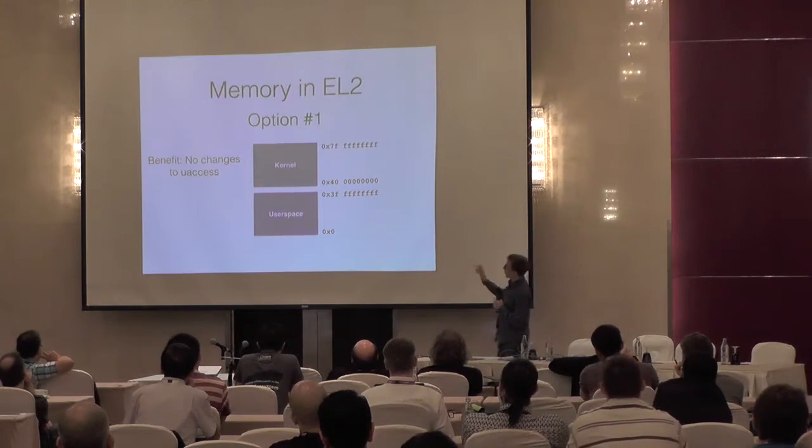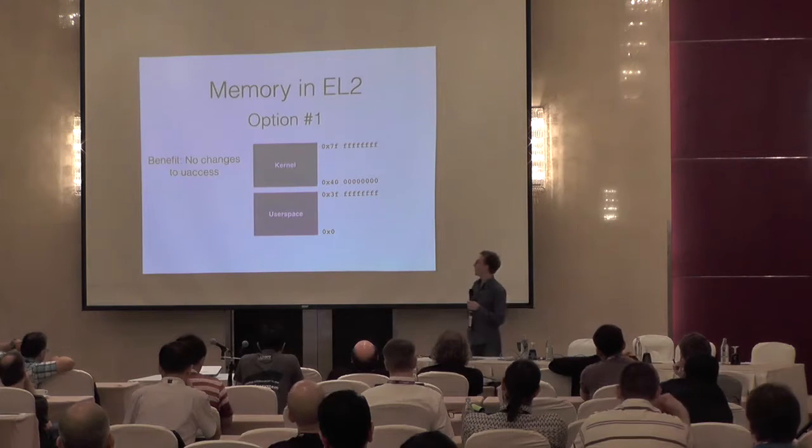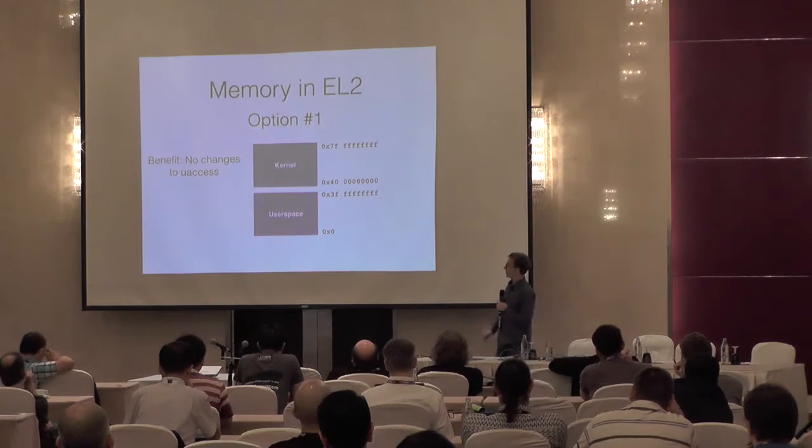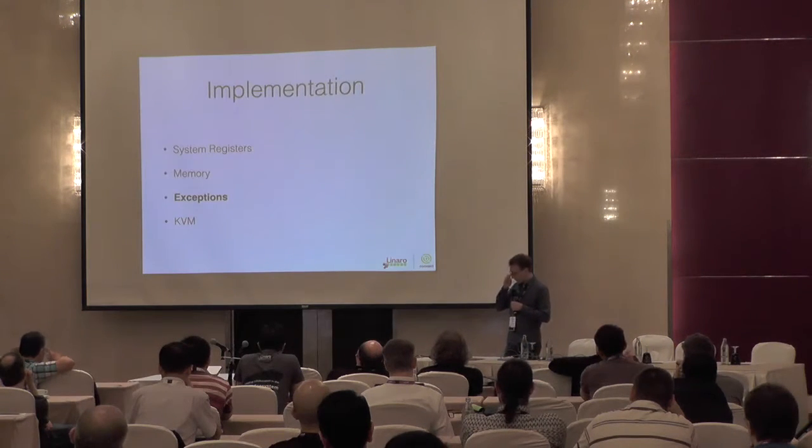So what I do now for my current implementation is basically go with option 1. It has all the downsides from before, but it runs and it's relatively simple, and it's much less invasive. So no changes to UAccess is a pretty big deal there. Okay, so that was memory.